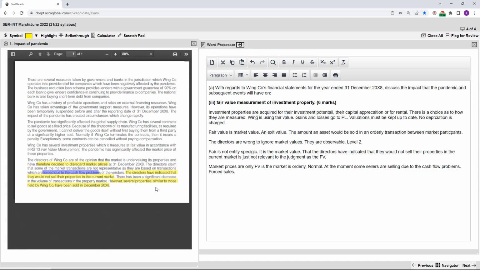You've also got the issue that there is a low volume. There's been a significant decrease in activities. So it is also noted that the volume has declined. So the market may not be representative of the fair value, despite those similar recent sales. You've got to have a strong number. So I'm going to go back and edit this answer.